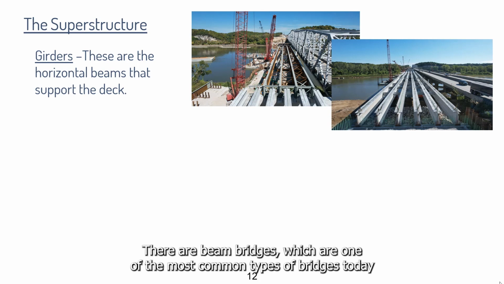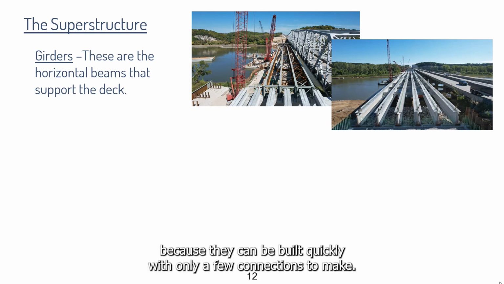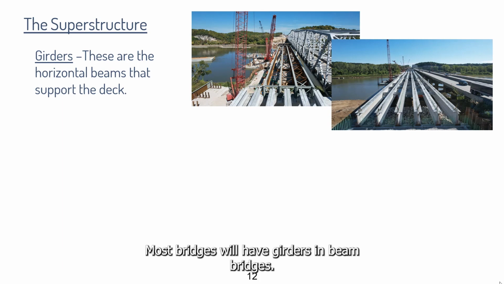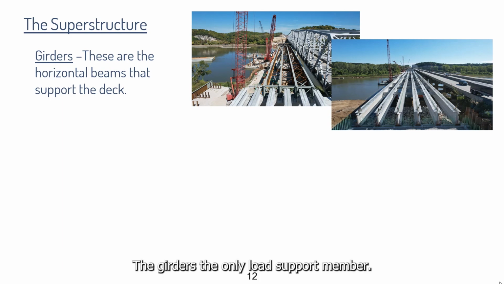There are beam bridges, which are one of the most common types of bridges today, because they can be built quickly with only a few connections to make. Beam bridges usually consist of a girder supported at either end, which are the horizontal beams that support the deck. Most bridges will have girders. In beam bridges, the girder is the only load-supported member, while other bridges use other members.